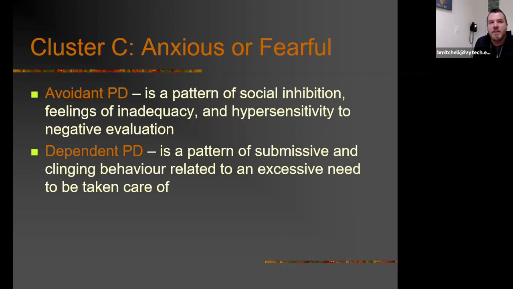A lot of times we see this in relationships. If they have dependent personality disorder, they will tend to attach themselves to somebody who wants a dependent person. So it's kind of the worst type of relationship, codependency.